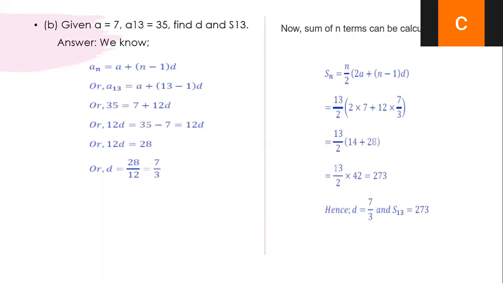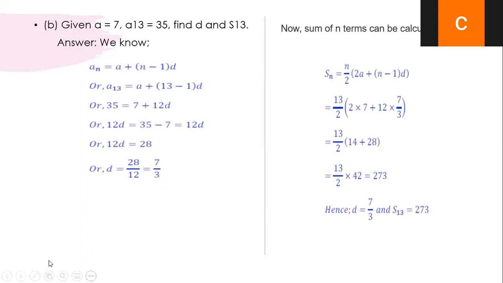Ma'am, I got the D value. How did you get it? The N value they gave, the A value they gave, and the AN value they gave. N is 13, AN value 35. Take out the given data, children: A value 7, N value 13, and AN value 35. Apply in the nth term of an AP and you will get the D value. 7/3. Yes, very good.